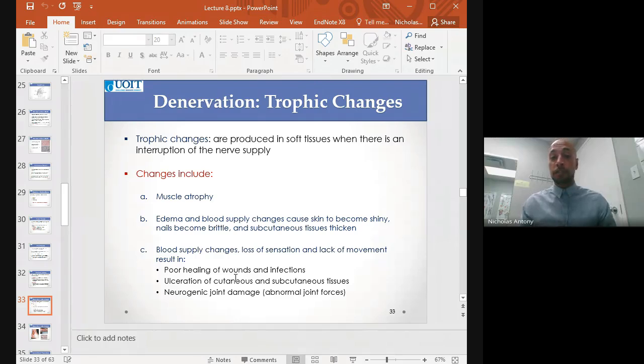But typically when you see trophic changes, you see lots of ulcers because there's already loss of blood supply. The skin's brittle, and people can't tell when they've hurt themselves.